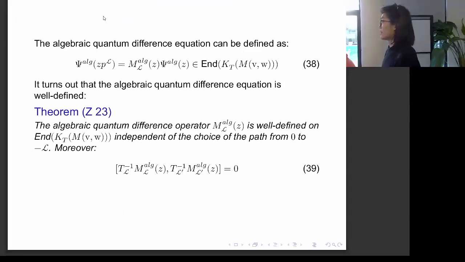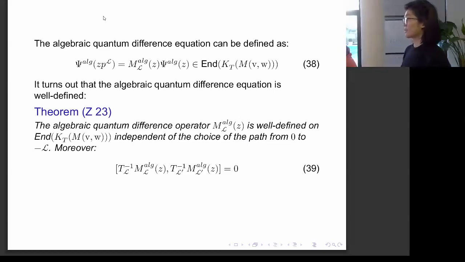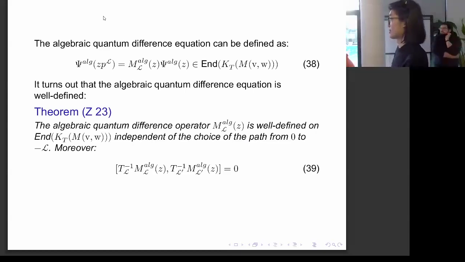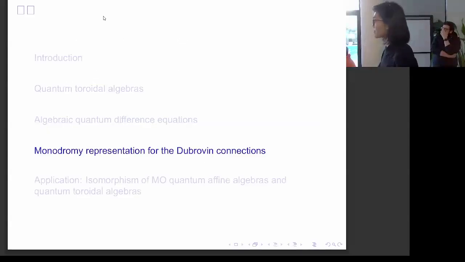So this is the corresponding quantum difference equation. It's just the difference equation that we defined over here. The second thing is that it is independent of the choice of the path from 0 to minus L. Moreover, the corresponding difference operators will commute with each other if you choose different line bundles. So you can see that this is still an integrable system, a quantum integrable system over the Picard torus. So this is the basic construction.